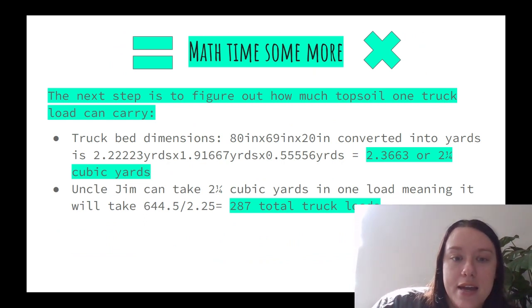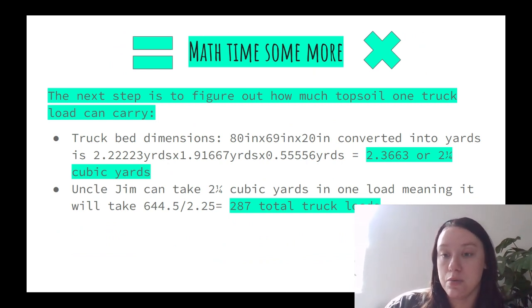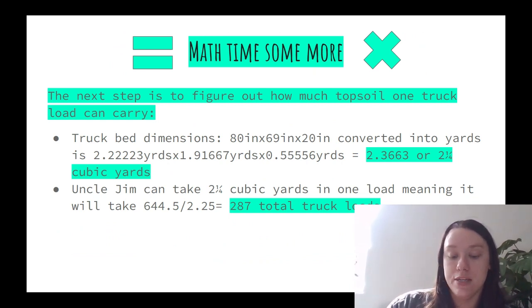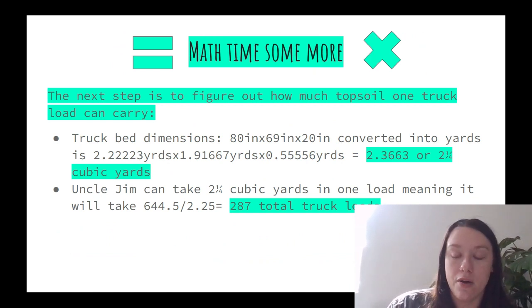The next step I then took was to figure out, okay, how many truckloads of topsoil would it take Uncle Jim to get all the topsoil that he needs to his house? So I took the 644.5 and I divided that by 2.25 to be 287 truckloads needed to get all the topsoil to the house from the store.